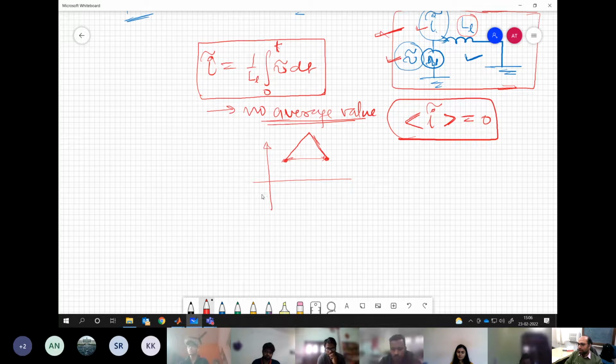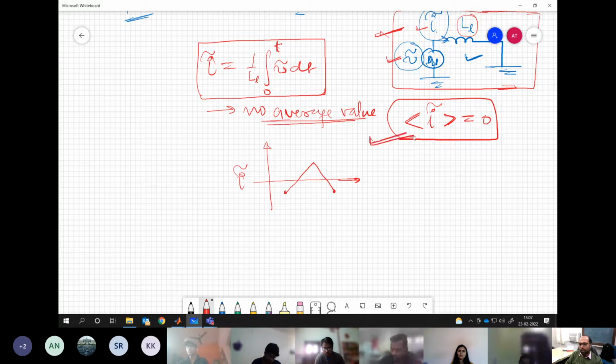Correct? If it is different, then every cycle it will keep getting added or subtracted. Eventually, either it will flow away to a very high value or come down to 0. So that's why there cannot be any difference in the two values, which means if you draw only the ripple part of the current, that will look like starting from some point, going across the 0 axis and coming back to the same point. This is how the ripple will look like.